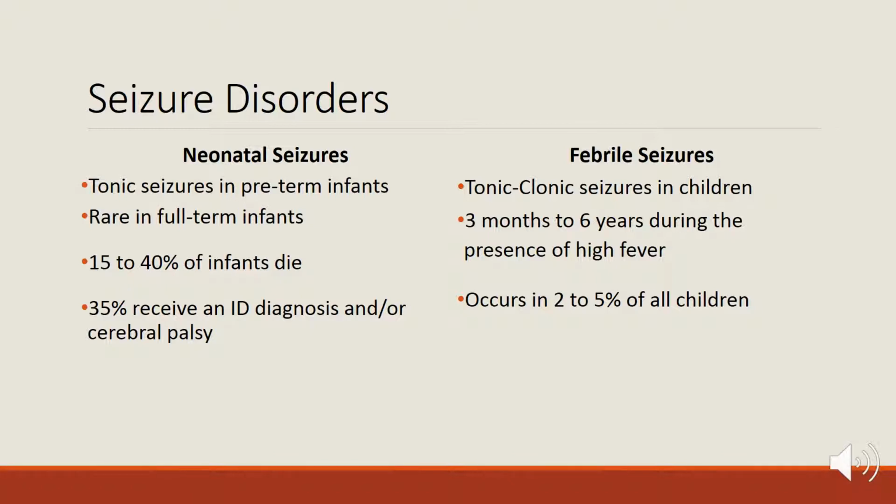Febrile seizures are tonic-clonic seizures in children, ages 3 months to 6 years, during the presence of high fever. Febrile seizures often remit after 6 years. These types of seizures occur in 2 to 5% of all children.